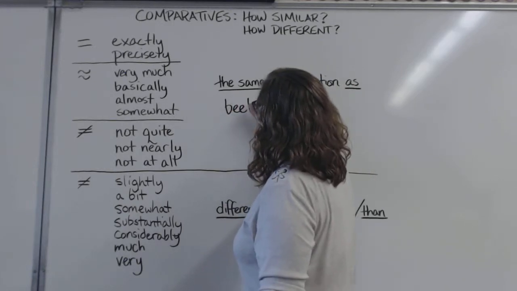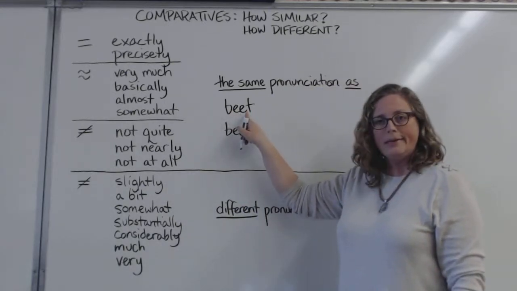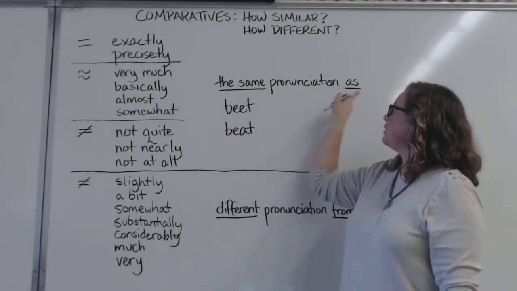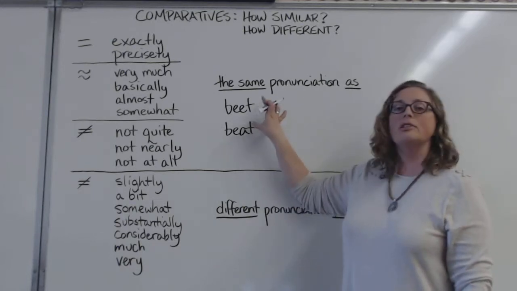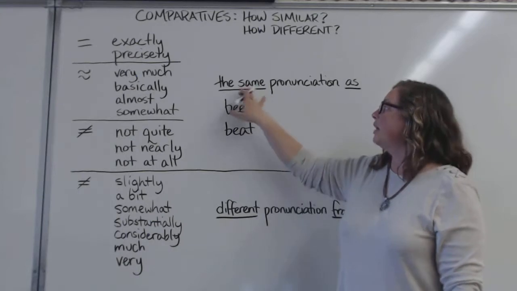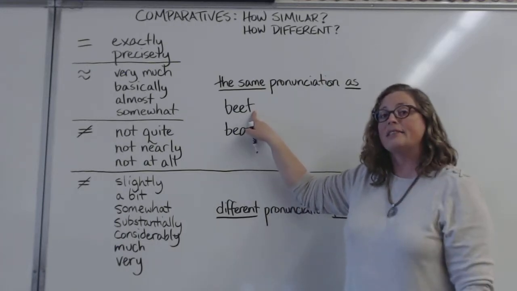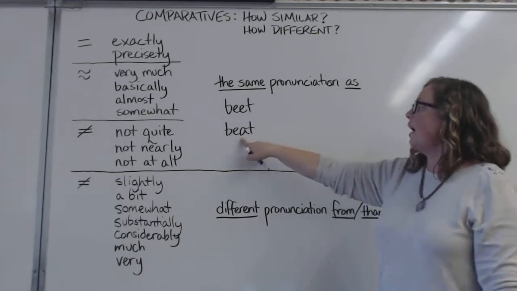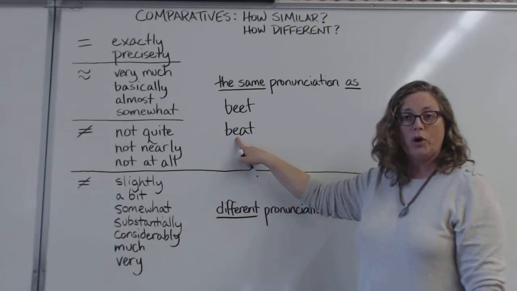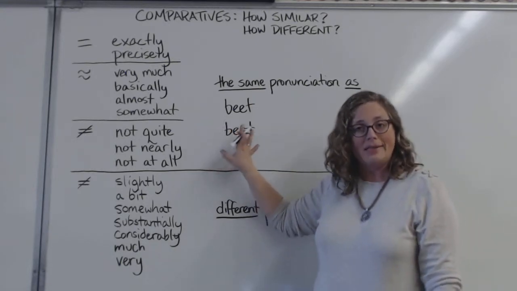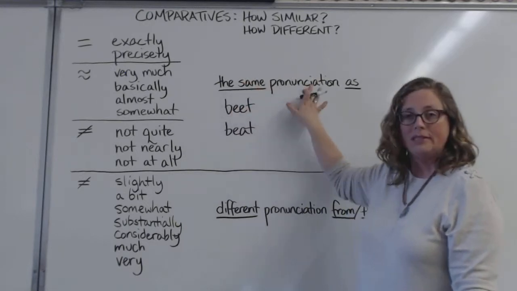Let's take this word and this word. I can say B-E-E-T, beet, has the same pronunciation as B-E-A-T, beat. These two words have the same pronunciation, period. So if I use just one of these as the subject, then I need to use the other one at the end, right? This word has the same pronunciation as this word. If I use both of them as the subject, then I stop right here. Right? These two words have the same pronunciation, period.